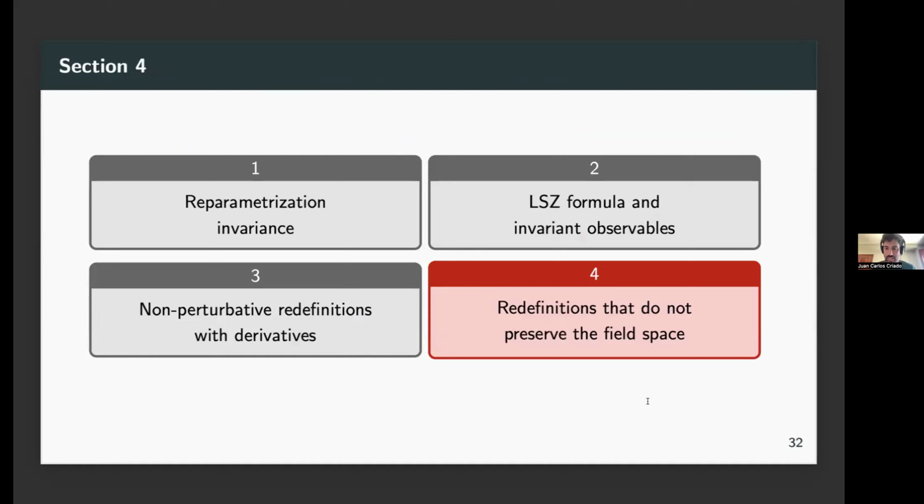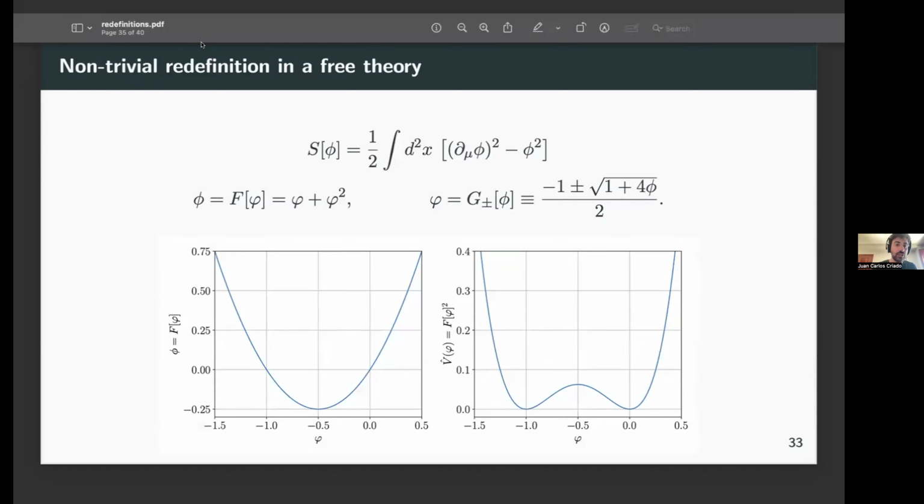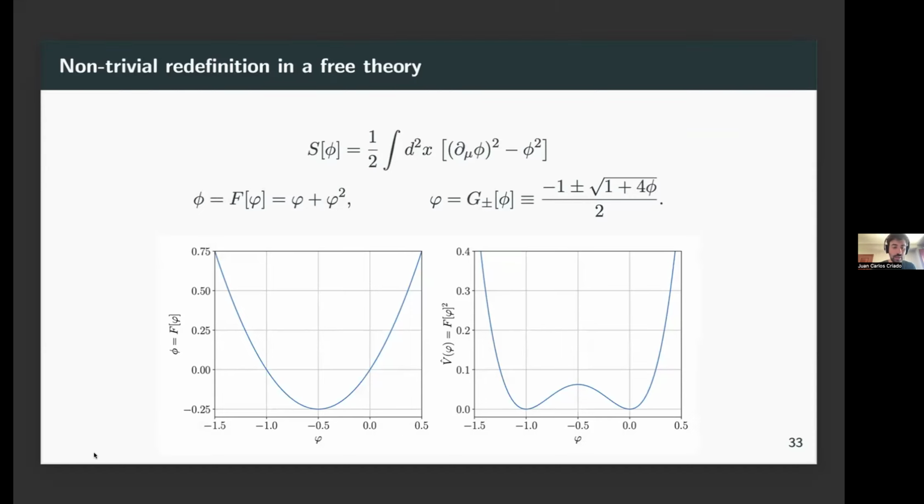All right. So final part, this will be short. So we've seen field definitions that change the equation of motion, but there are also field definitions that change the field space itself. And a very simple example is this one. So I've chosen here a field theory in one space plus one time dimension. And the field definition is phi goes to phi plus phi squared.